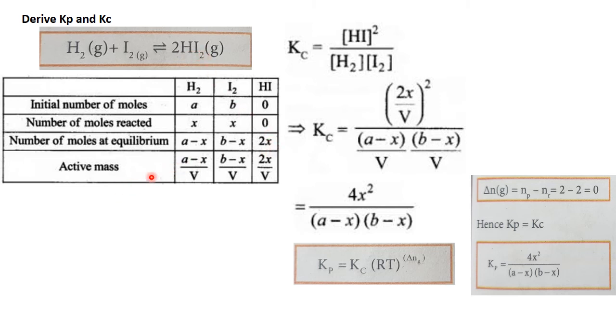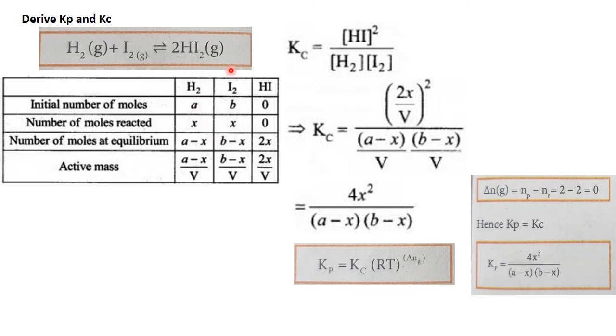Then the active mass or equilibrium concentration: we have to divide these by V, because this much amount is present in V volume of the container. So A minus X by V, B minus X by V, and 2X by V. This is the active mass or concentration term.